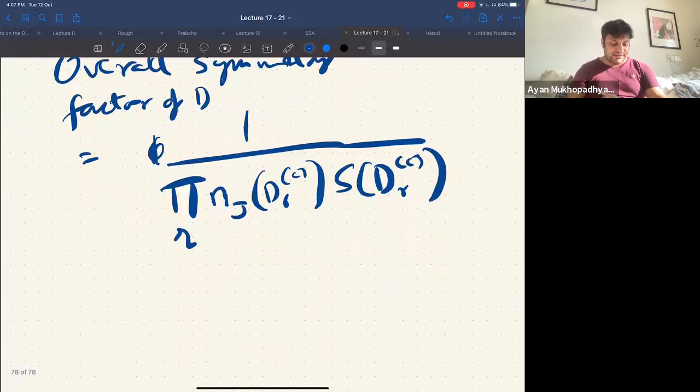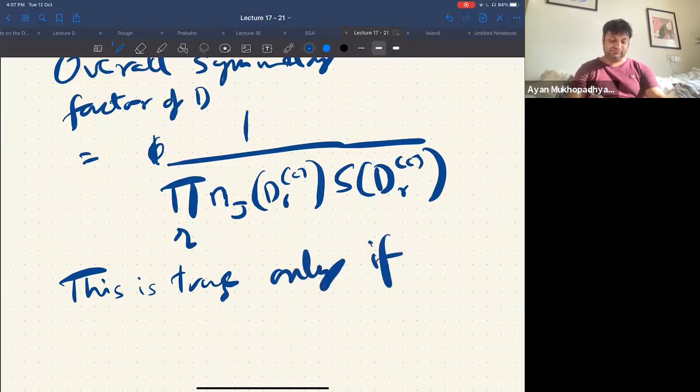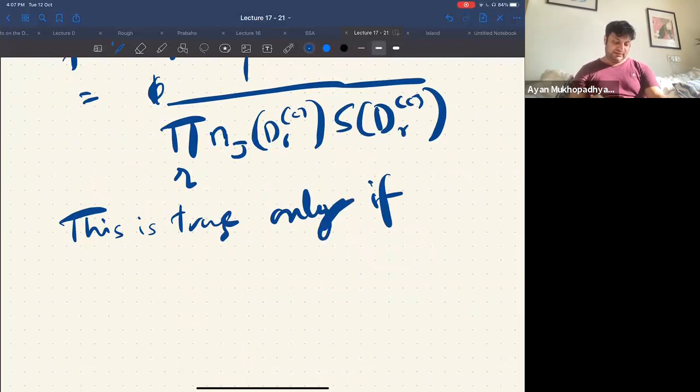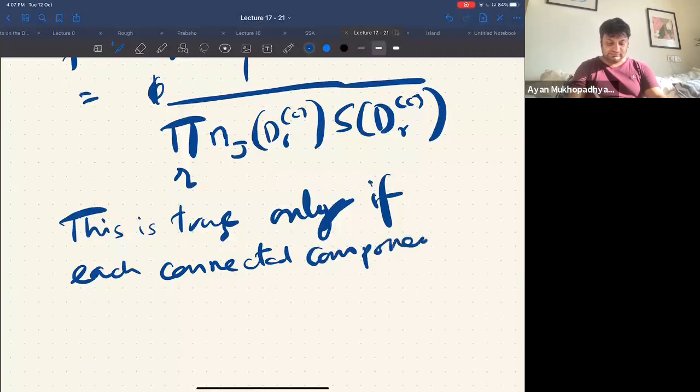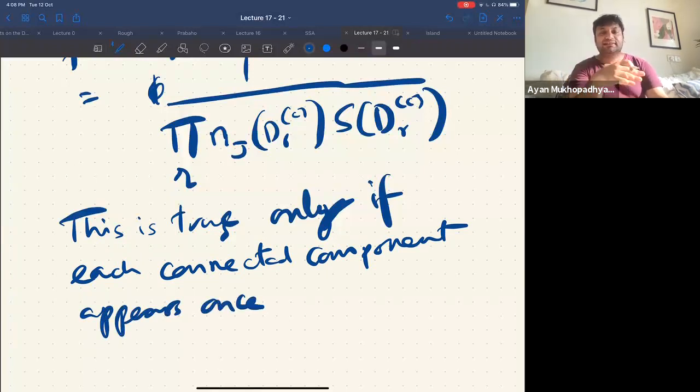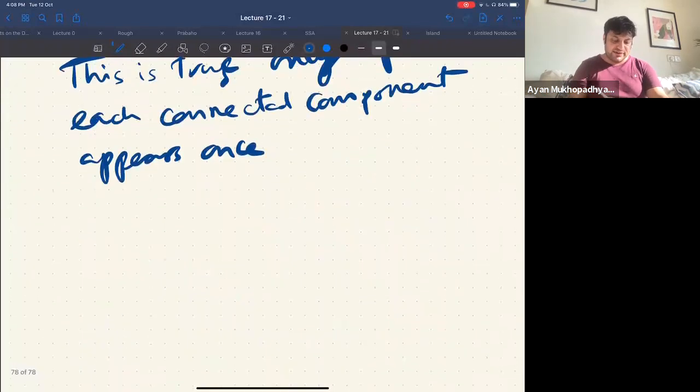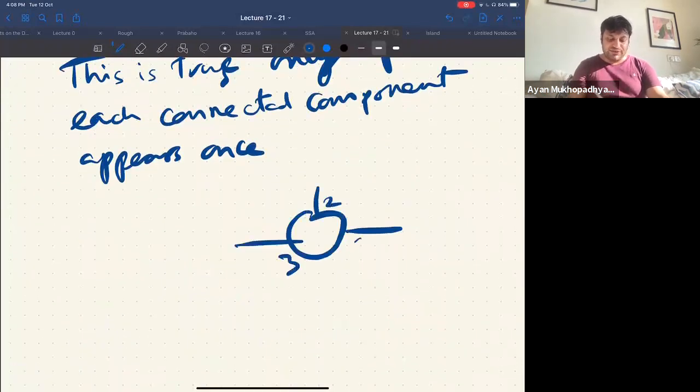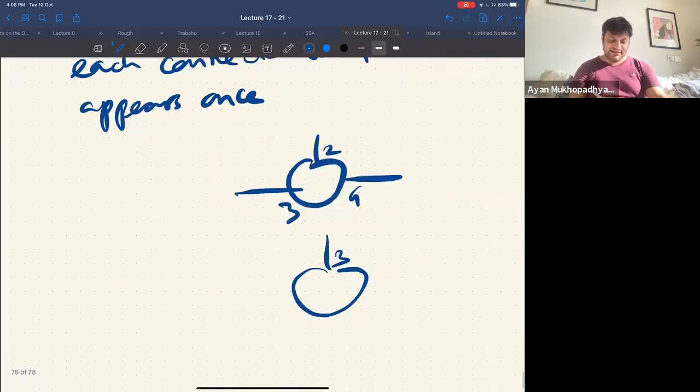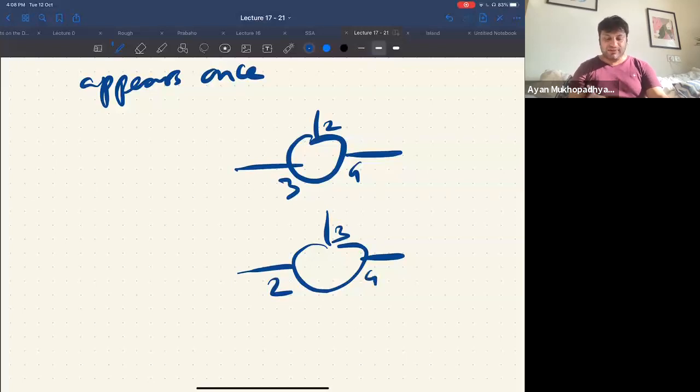However, this is wrong. This is true only if each connected component appears once. So what is a symmetry factor actually? The symmetry factor tells you the number of times the same diagram will appear, right? All kinds of Wick contractions will give you the same diagram. And because you're integrating over these vertices, whether 2, 3, 4, or 3, 2, 4, it doesn't matter, because all of these would give you the same diagram, right?